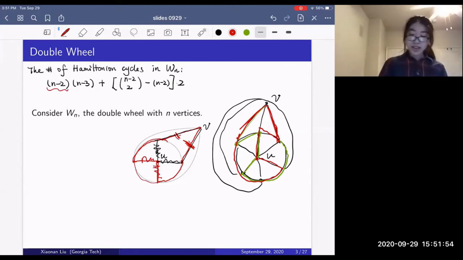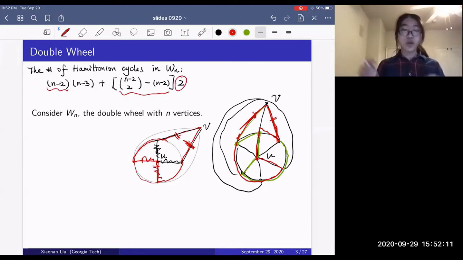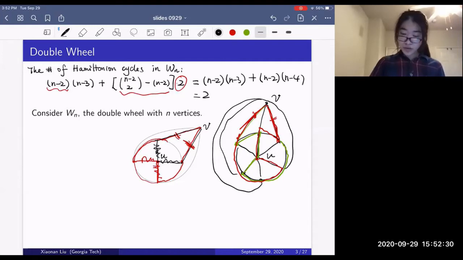So if the two edges incident with V are not contained in a triangle, we can only have n minus 2 choose 2 minus n minus 2 choices, and two directions. This is the total number of Hamiltonian cycles in Wn. After calculation, this is n minus 2 times n minus 3 plus n minus 2 times n minus 4, so actually this is just 2 times n minus 2.